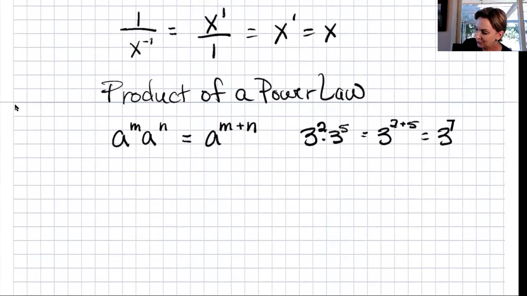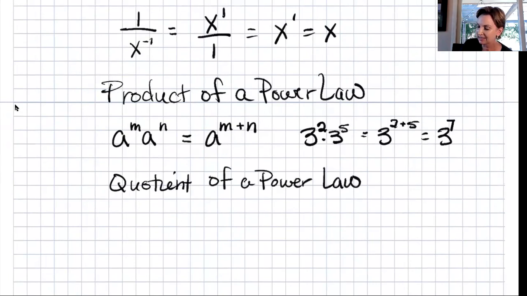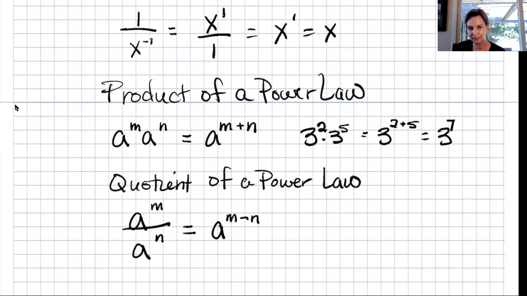The next one is your quotient of a power law. Same thing, you have to have the same base in the top and the bottom, but if we have a to the power of m and a to the power of n on the bottom, then you can just simplify that, use that same base, and then it's m minus n, like that.